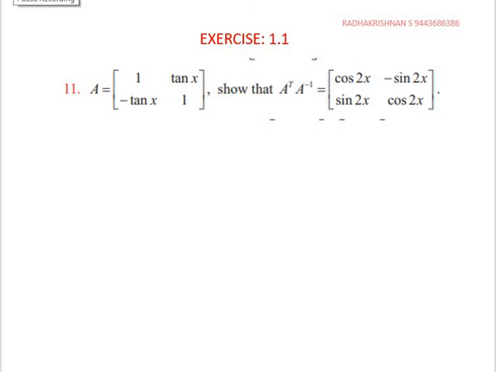Hi, welcome children. Next, exercise 1.1, 11th sum. I hope that up to the 10th sum everyone has understood and also copied it in your classwork. Okay, now we'll go for what?